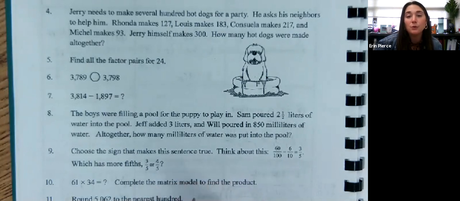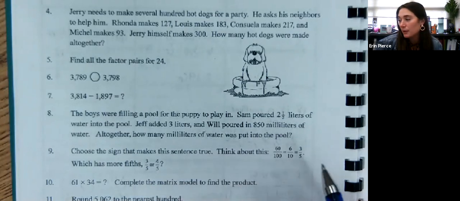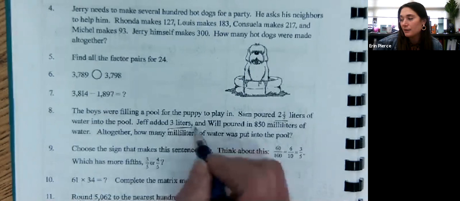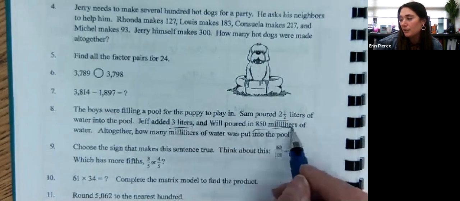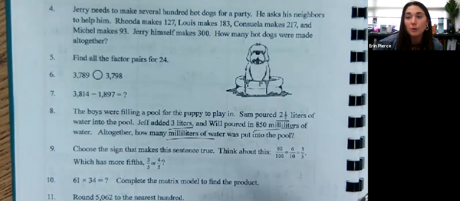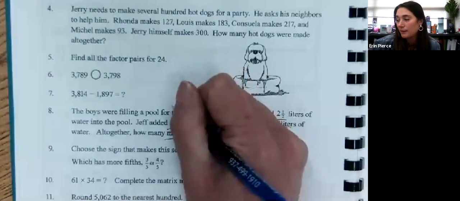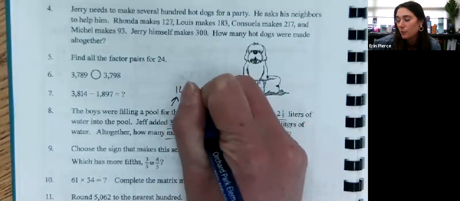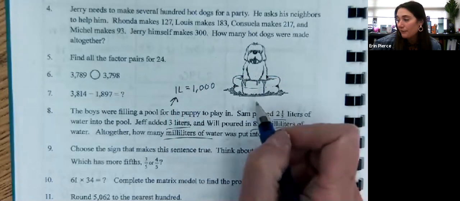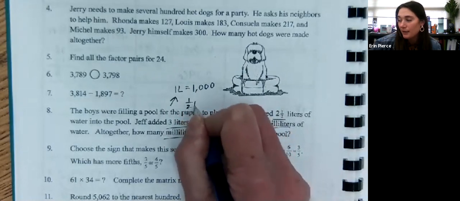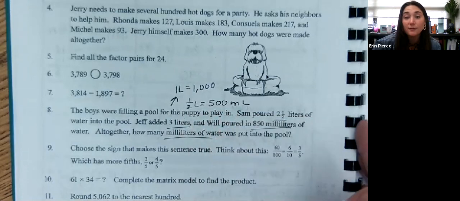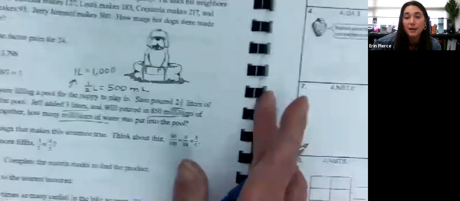The boys were filling a pool for the puppy to play in. Sam poured 2.5 liters of water in the pool. Jeff added 3 liters, and Will poured in 850 milliliters. Altogether, how many milliliters of water were put in the pool? So I do want to keep in mind that 1 liter equals 1,000 milliliters. Knowing that, I also have half a liter. Well, half a liter is 500 milliliters.